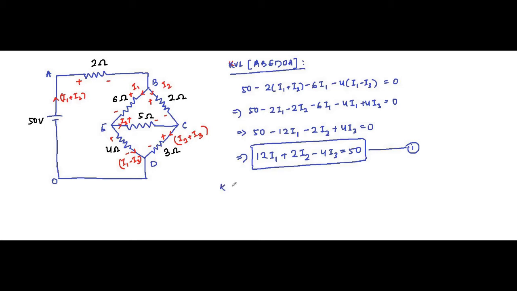Now let's apply KVL in this path BCEB. The KVL equation will be 6I1 minus 2I2 plus 5I3 equals 0. Let's call it equation 2.